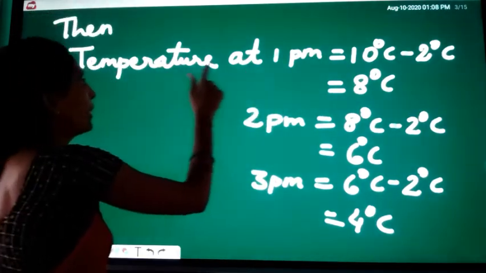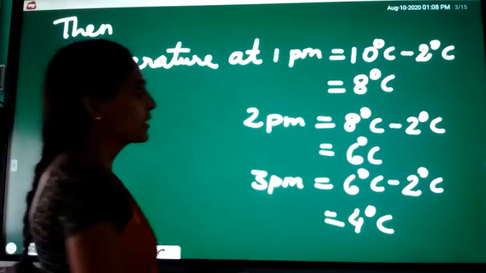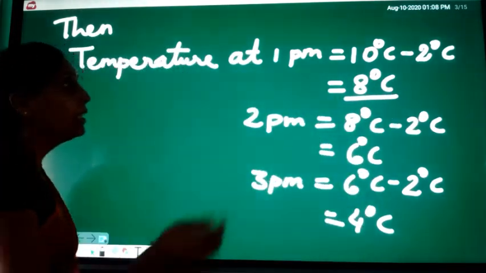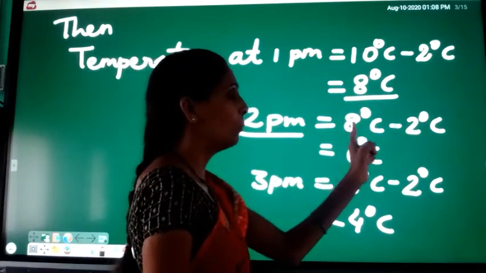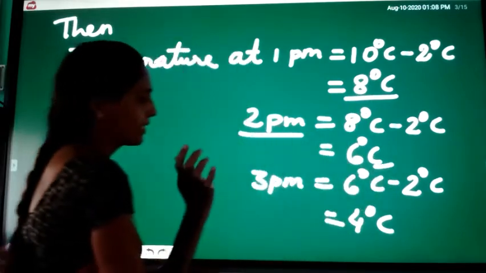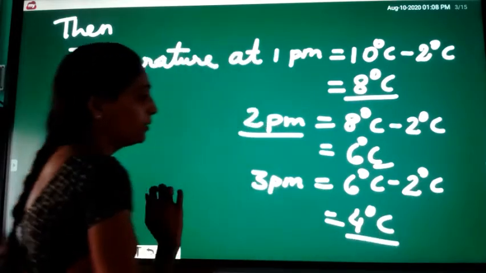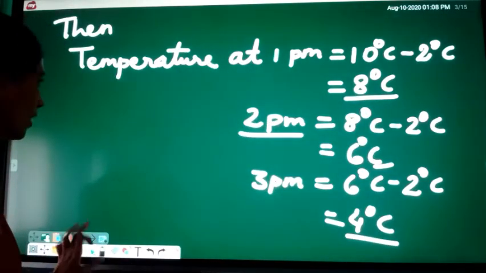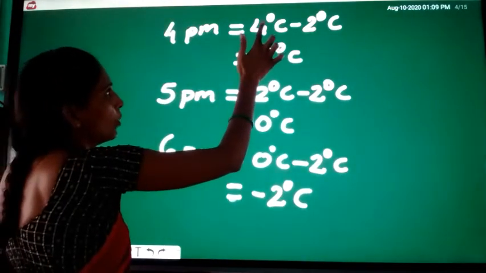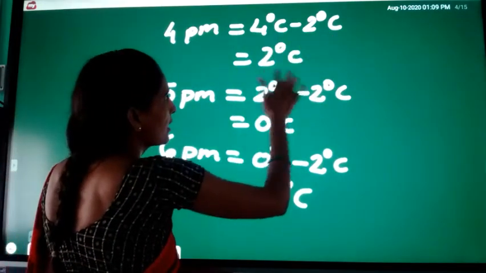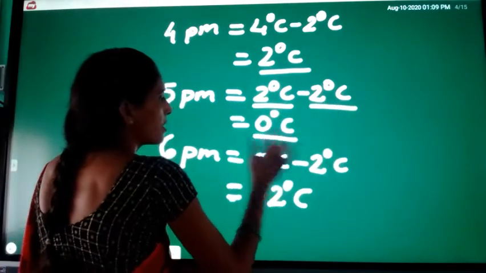So the temperature at 1 p.m. is equal to 10 degrees Celsius minus 2 degrees Celsius, which is 8 degrees Celsius. Now, what will be the temperature at 2 p.m.? We subtract 2 degrees Celsius from 8 degrees Celsius, then the temperature will be 6 degrees Celsius. At 3 p.m., 6 minus 2, the temperature will be 4 degrees Celsius. At 4 p.m., 4 minus 2 means 2 degrees Celsius. At 5 p.m., 2 minus 2 means 0 degrees Celsius.